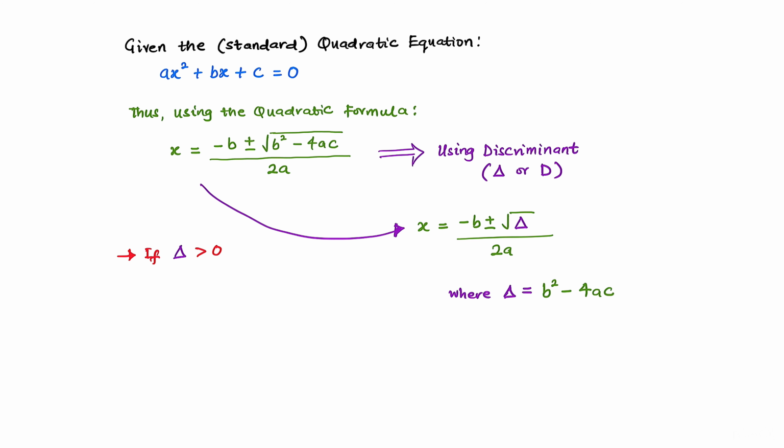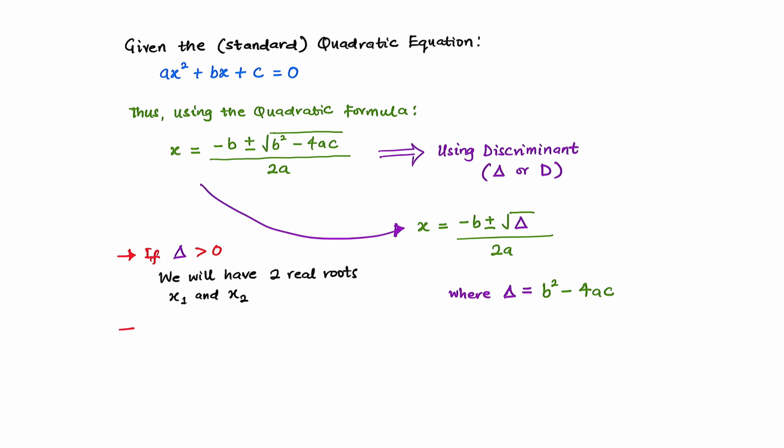If delta is greater than 0, then that means we will have two real roots. So that means when we solve the equation, we are going to have two real roots, which means we are going to have x1 and x2. So we will have two real roots, x1 and x2.